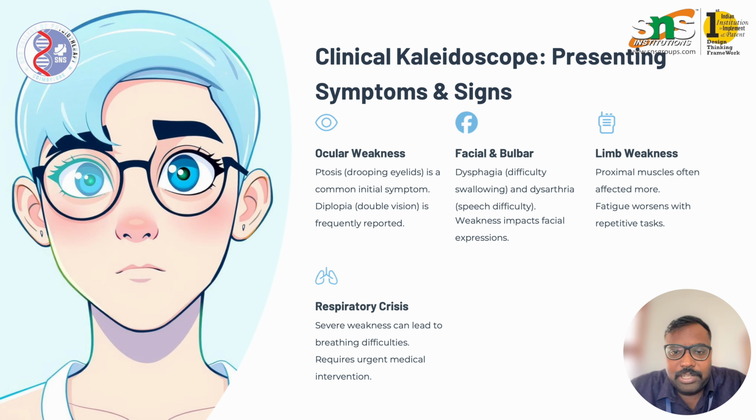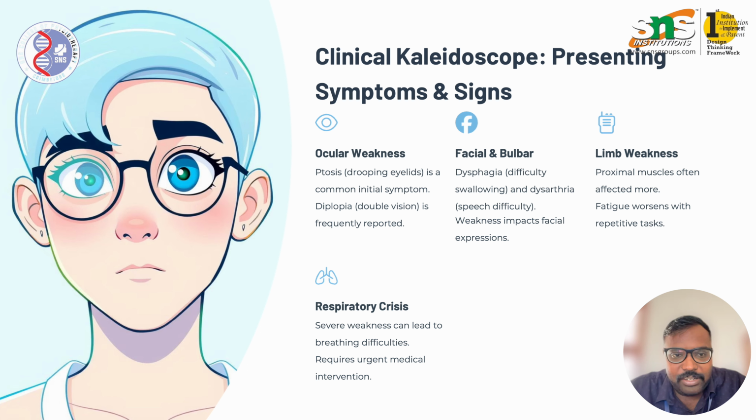Now, going for the signs and symptoms, the first one is ocular weakness, that is the drooping of the eyelids, which is common and the initial symptom, and double vision, diplopia. Facial and bulbar weakness will lead to dysphagia, where we cannot swallow easily. Dysarthria, speech difficulty, where we cannot speak. The limb weakness goes to muscle paralysis, and fatigue will be common for all myasthenia gravis patients.